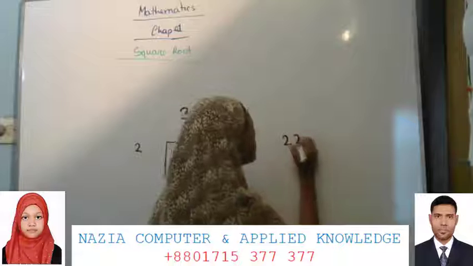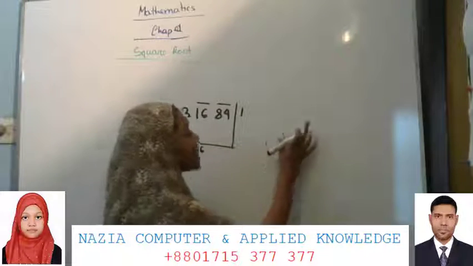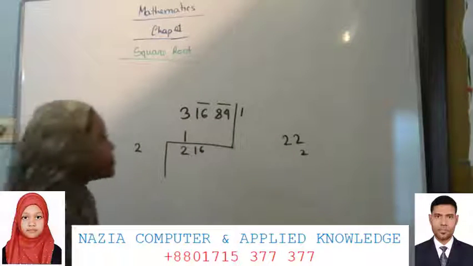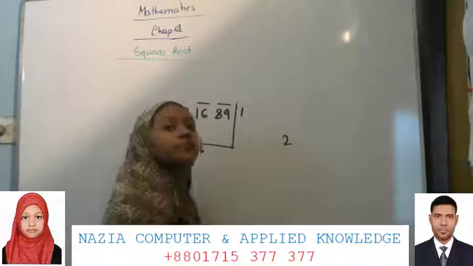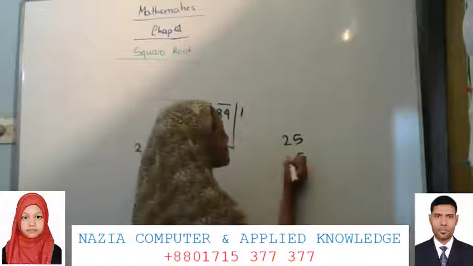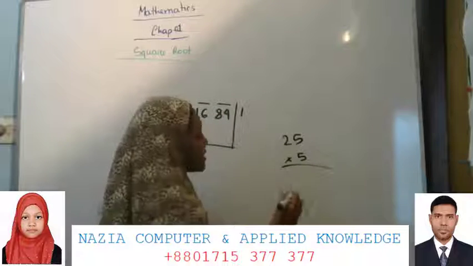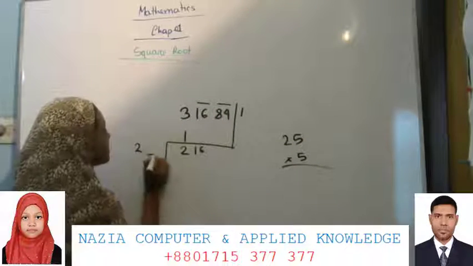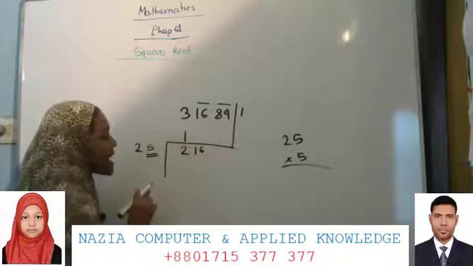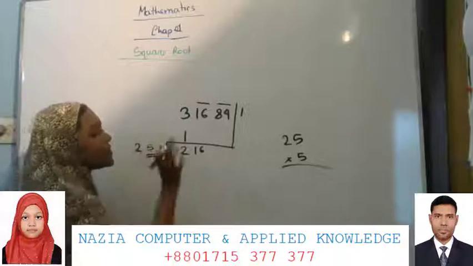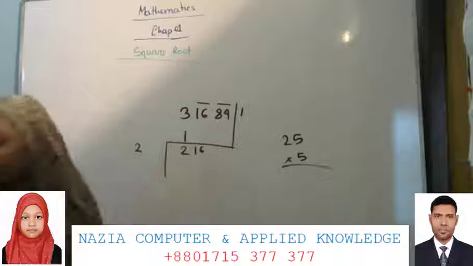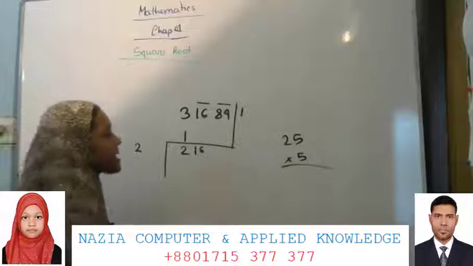Like if I put here 2, then I have to multiply this 22 with 2. Then if I put not 2, I will put 5. Okay, 5. Then I have to again put here 5. I have to multiply it. Like if here we put 5, then we have to multiply 25 by 5. Okay, let's try it. Whether 216 is matchable or not.